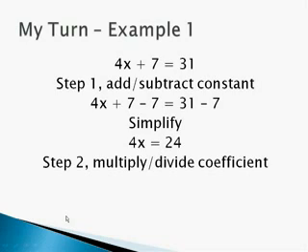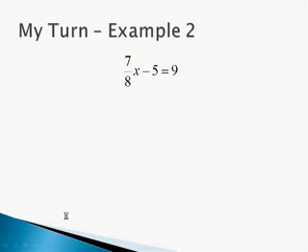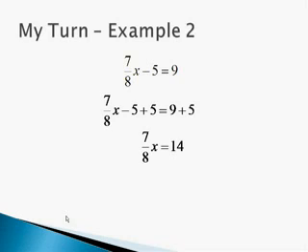Second example, 7/8 x minus 5 equals 9. First, we have to add the opposite of minus 5 to both sides. Simplify, we have 7/8 x equals 14. Now we're going to multiply both sides by the reciprocal of 7/8, which is 8/7. Simplify, and you get x equals 16.